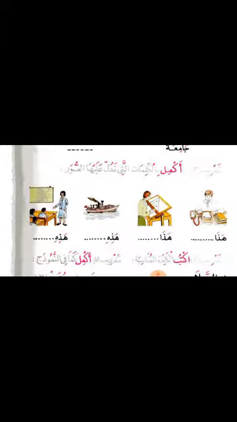Okay, then we have تدريب الثالث. أكمل الكلمات التي تدل عليها الصور. He is saying to complete the following with words according to the picture. So use the word according to the picture to fill these blanks. In the first picture, yes, correct. هذا مهندس. Correct. هذه سفينة. Okay. هذه مدرسة. Correct. Then we have تدريب الرابع. اكتب الكلمات المناسبة. Write an appropriate word. So write appropriate words in these blanks.